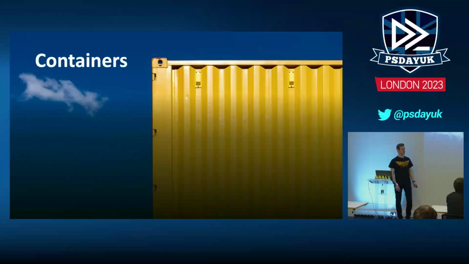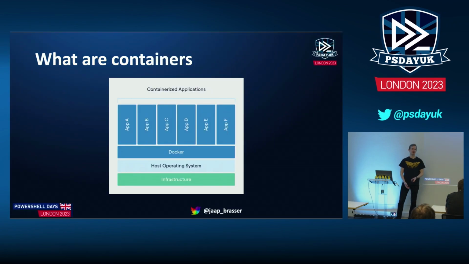Let's talk about containers. So what are containers? Containers are just yet another abstraction layer that we place on top of our operating system. So it works on Windows, Linux, macOS, you can install Docker. The easiest way to get started if you've never used Docker before is with Docker Desktop. And then you can containerize, in this case, your applications, but you can also place your development environment inside a container.